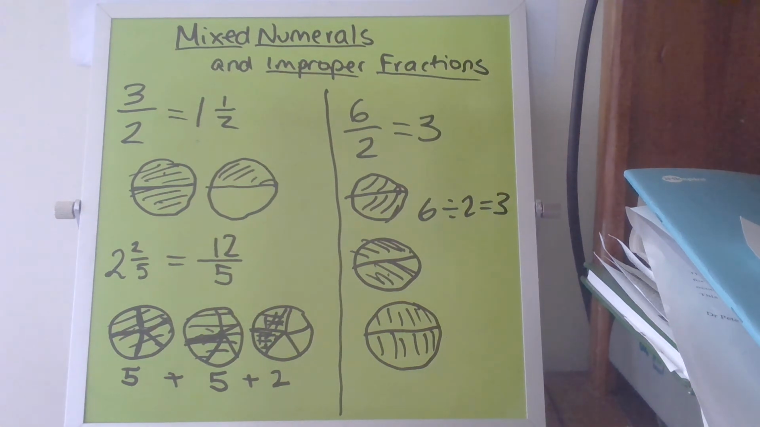So that's how we change between mixed numerals and improper fractions when we have more than 1 whole. We use proper fractions where the numerator is smaller than the denominator when we don't have quite a whole. We have less than a whole, like a half or a third, and so on.